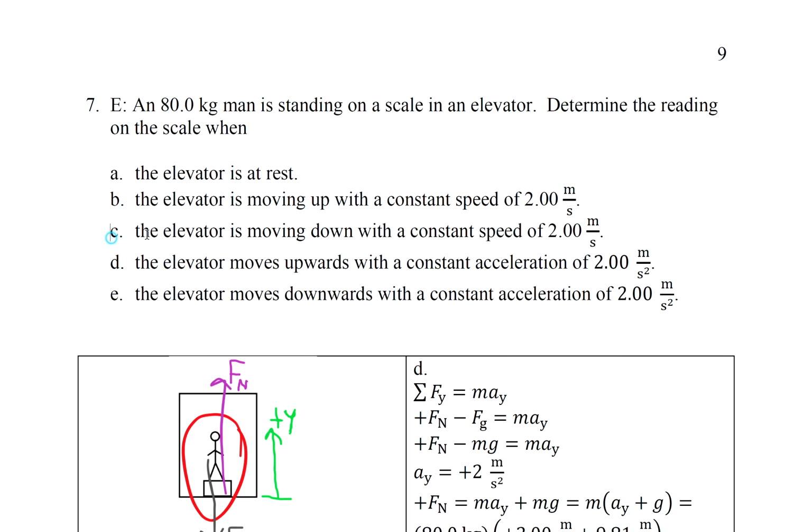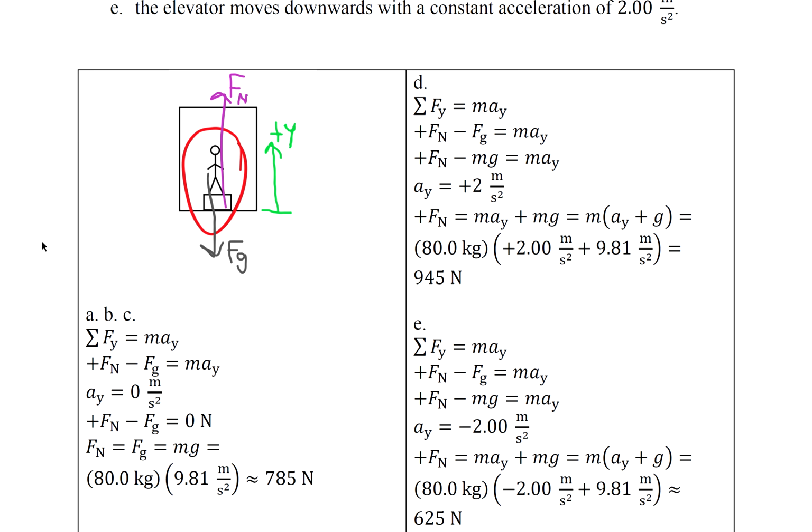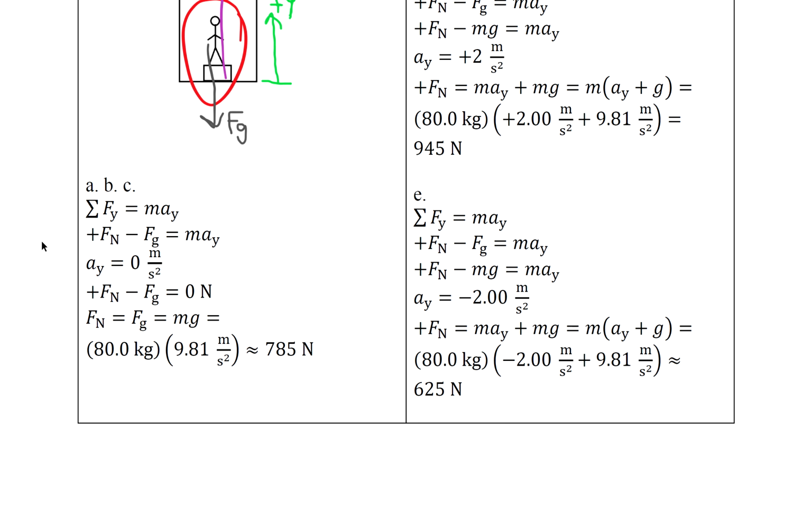Part C, the elevator is moving down with a constant speed of 2 meters per second. If it's moving down with a constant speed, that means acceleration is 0. So we have the same procedure. Plus force of normal minus force of gravity equals 0 newtons.